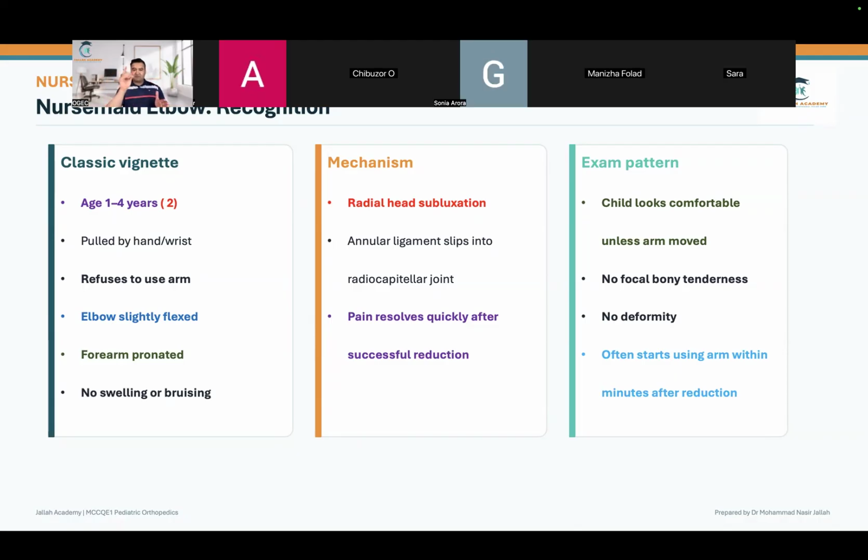If you see the red, it means that might be in the exam. Annular ligaments slip into the radiocapitellar joint. Pain resolved quickly after successful reduction. This is a mechanism. It's also supportive of the diagnosis. Like you have a condition which is clinically diagnosed, and when you do the reduction, the patient quickly gets better. So it supports your diagnosis, okay?